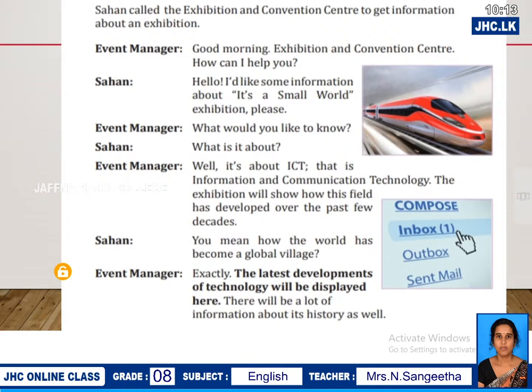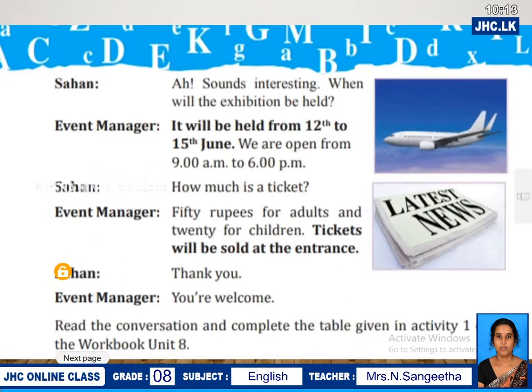You mean how the world has become a global village? Exactly. The latest developments of technology will be displayed here. Right. So what will be displayed here? The latest development of technology. There will be a lot of information about its history as well. How sounds in it will be held from 12th to 15th June. We are open from 9 a.m. to 6 p.m. Right. When will it be? It will be from 12th to 15th June from 9 a.m. to 6 p.m. How much is a ticket? 50 rupees for adults and 20 for children. Tickets will be sold at the entrance. Thank you. You are welcome.